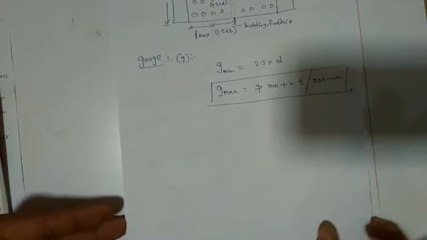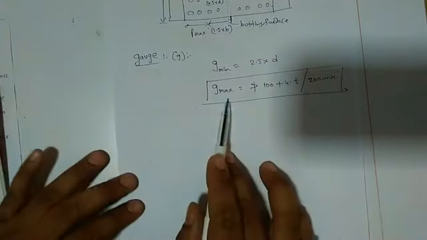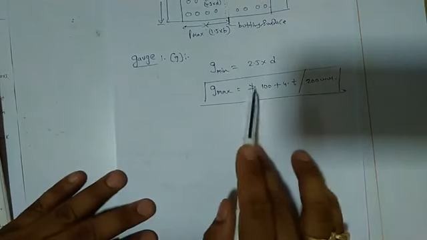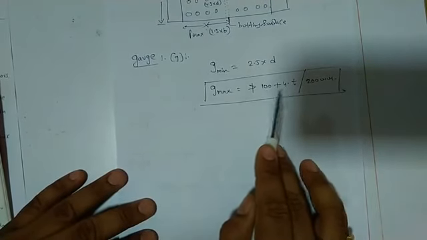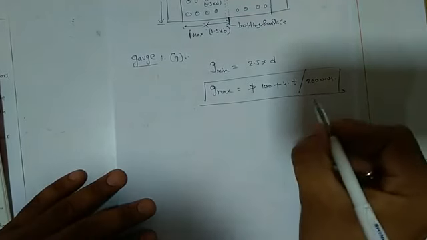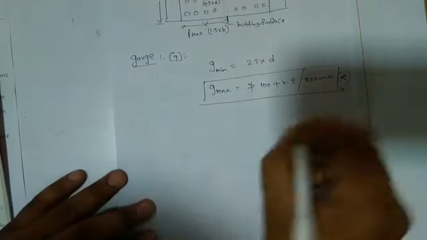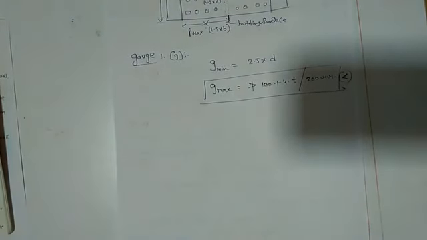The minimum gauge you can follow as 2.5 times D, what we followed for the pitch. But coming to maximum gauge, it should not be more than 100 plus 4 times T or 200 mm, whichever is less. రెండిట్లో ఏదైతే తక్కువ వాల్యూ ఉంటుందో ఆ వాల్యూ తీసుకోవాలన్నమాట.